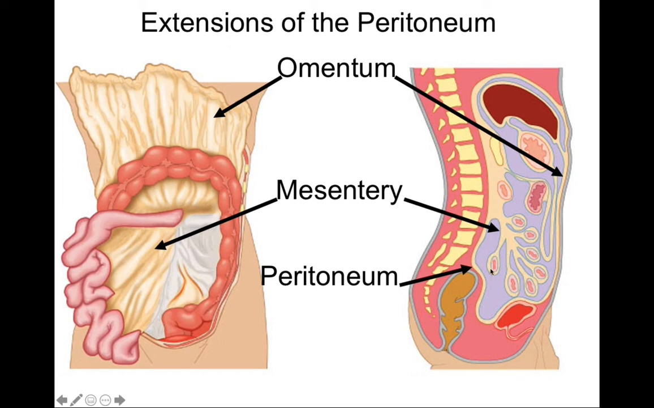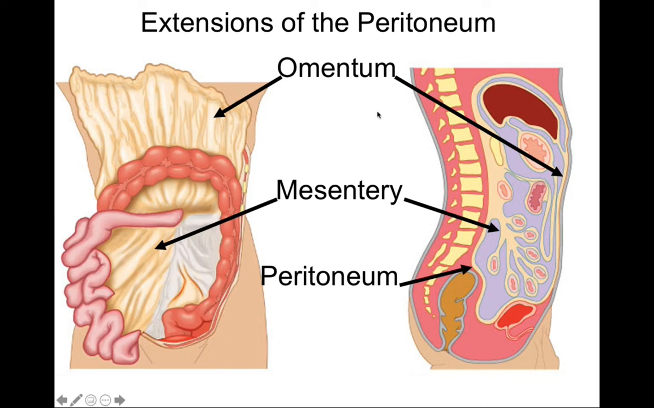And to be even more specific, where these two layers of the peritoneum have come back to touch each other, that's where we have our mesentery. It is in the mesentery that we'll find those blood vessels and lymphatic vessels coursing out to supply the organs that are suspended within the peritoneum.